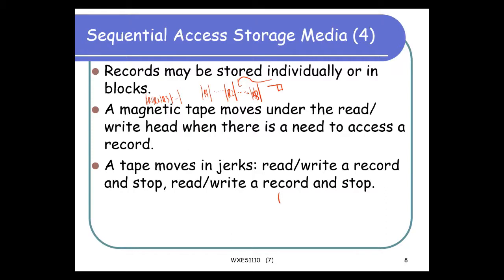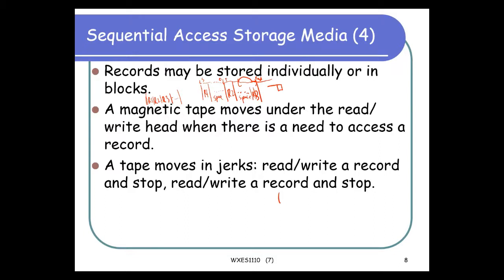If records are stored individually, each record needs to be separated by space. So this is the space, and this is a space, if you record it individually, to indicate a starting and ending point. So this is the starting point, and the head moves till this ending point. Then it starts again, and this is the starting and this is the end point. This is how the read and write head moves on the magnetic tape.